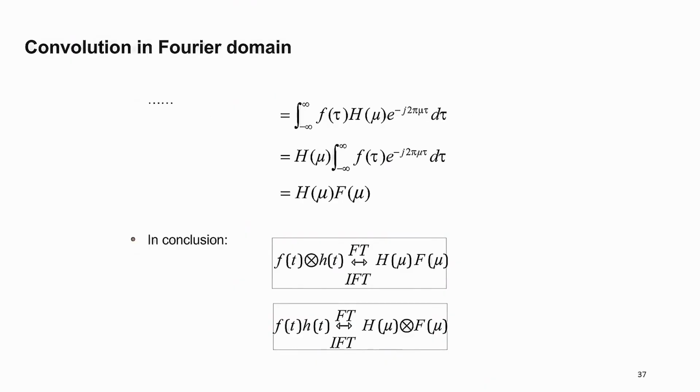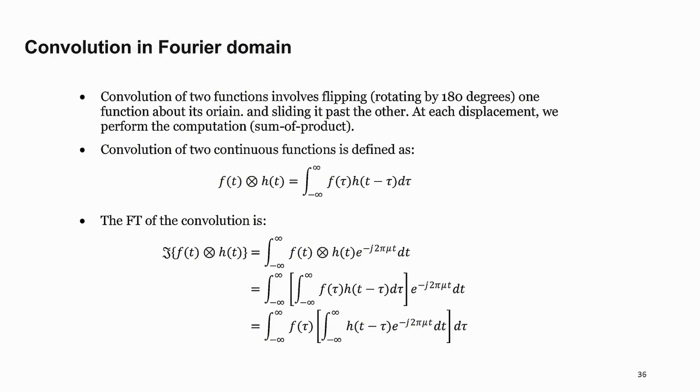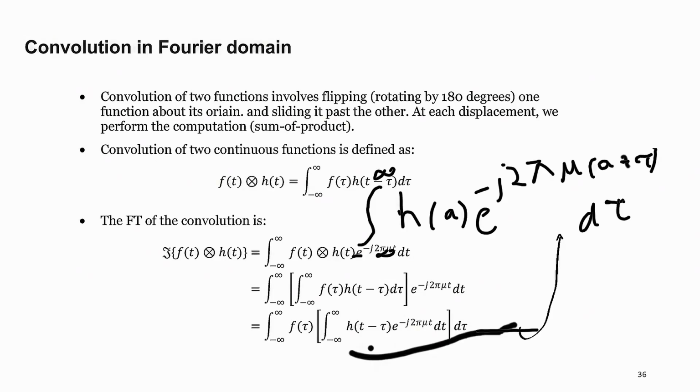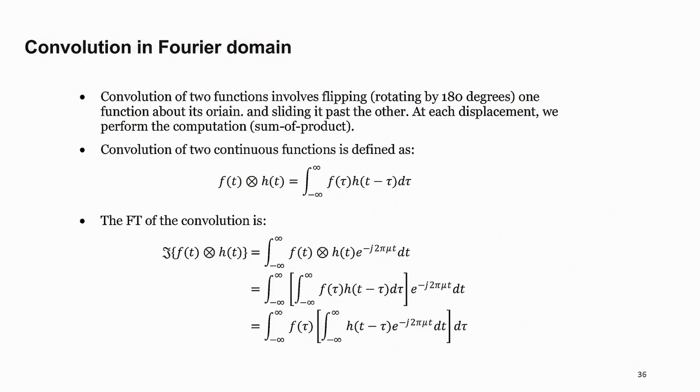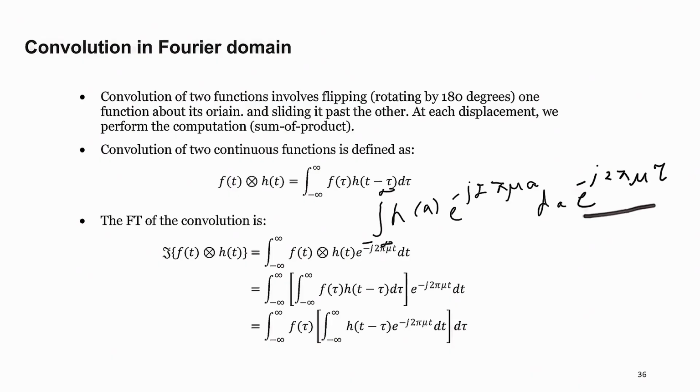Why would you have the shift in here? No, this is what I did. If I put these values here, what will I get? Look here: minus infinity to plus infinity, h of a, and e power minus j 2 pi mu, with t as a plus tau, and d tau. So now here I can say h of a e power minus j 2 pi mu a, right? So this is da, and the other e power minus j 2 pi mu tau is just a constant. So this is what we did.